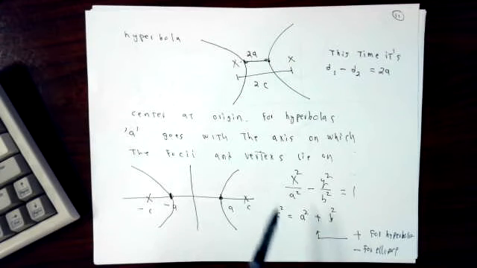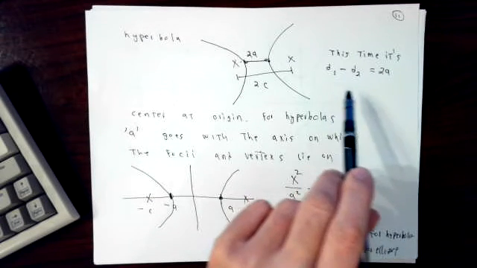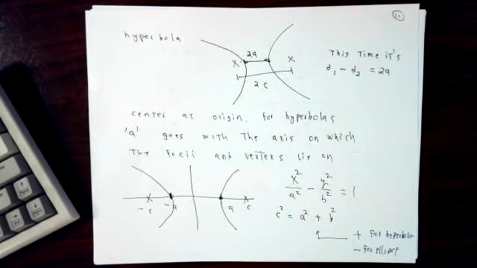And as I said, if you don't believe this, go back and write down the appropriate equation that represents d1 minus d2 equals 2a, and then suffer through about 3 pages of algebra, but this will be the conclusion that you're led to.